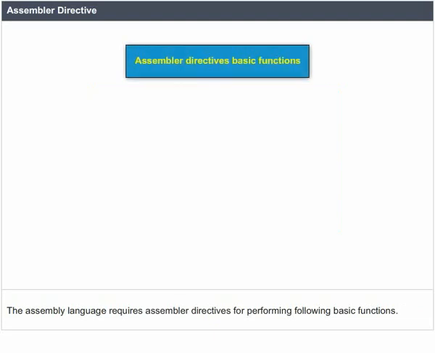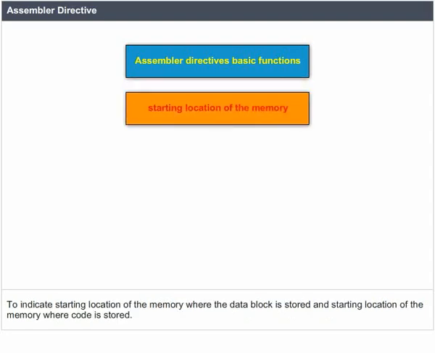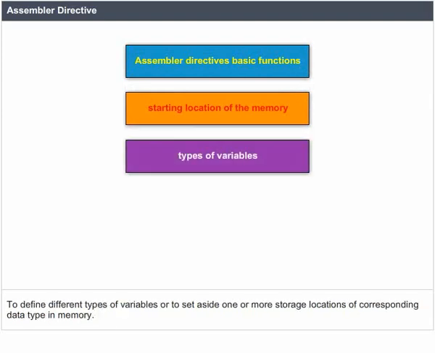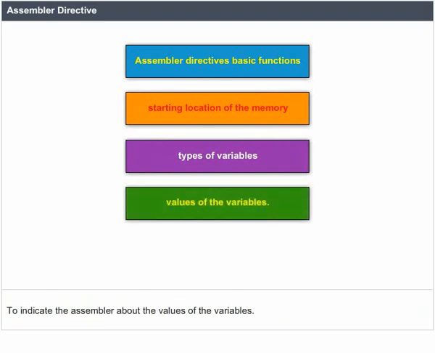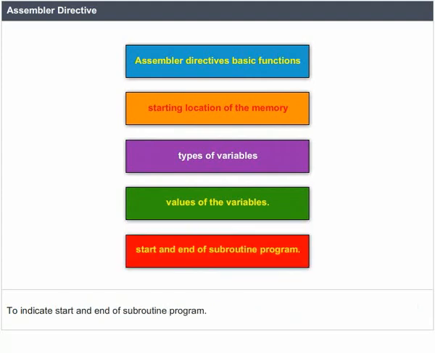The assembly language requires assembler directives for performing the following basic functions: to indicate the starting location of the memory where the data block is stored and the starting location of the memory where code is stored; to define different types of variables or to set aside one or more storage locations of corresponding data type in memory; to indicate to the assembler the values of the variables; to indicate the start and end of a subroutine program.